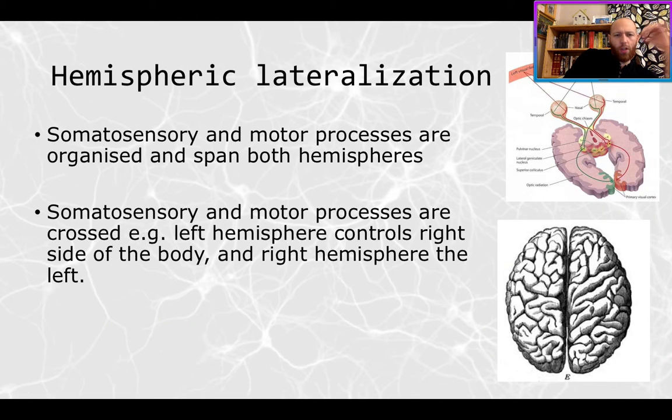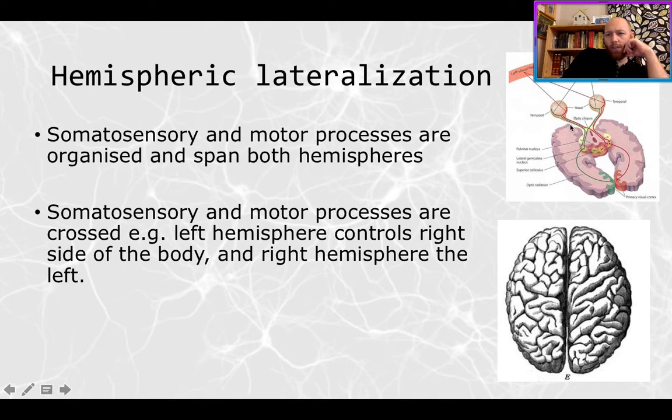As a result, somatosensory and motor processes are crossed. So the left hemisphere controls the right side of the body and the right hemisphere the left. So they go sort of opposites. Now, that's interesting because if I have a stroke characterized by damage to the right hemisphere, this will paralyze essentially my left arm and the left side of my body.